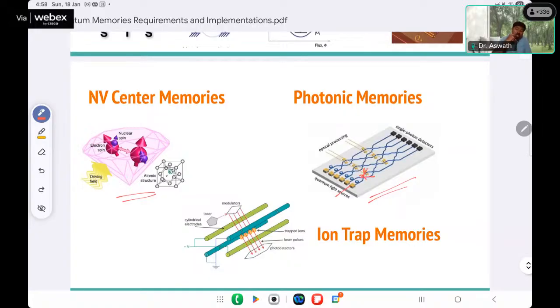How are they going? That is a kind of beam splitting. It's a kind of Hadamard gate action. In ion traps, we use electrodes and trap the ions inside, and then we can realize the qubits. So these are the various ways qubits are realized.